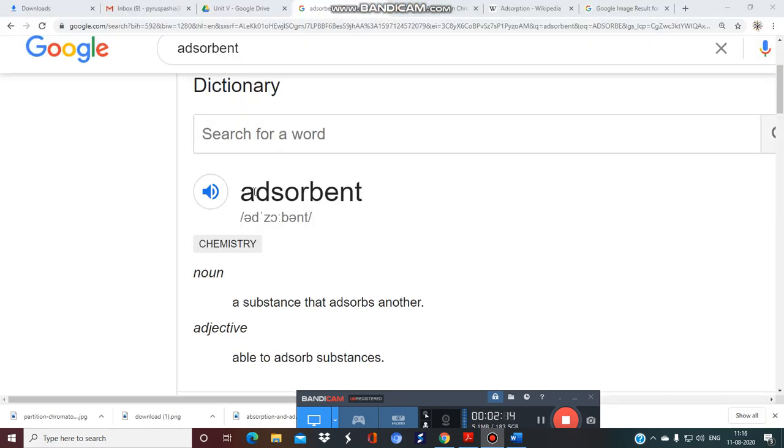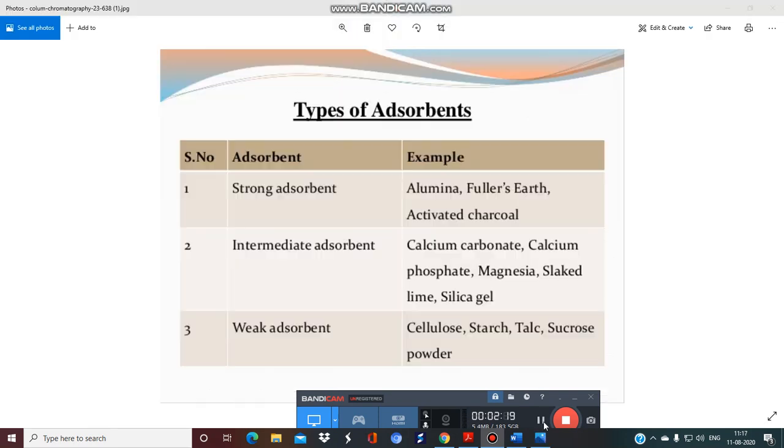So let's see the dictionary meaning of adsorbent. It is a substance that adsorbs another. Just see the examples of different types of adsorbents used in chromatography. We use strong adsorbents like activated charcoal, Fuller's earth, alumina. Alumina is very common. Then there are intermediate ones like silica gel. We extensively use this silica gel as an adsorbent in chromatography, and silica gel is of different types and different grades, even in different types of chromatography.